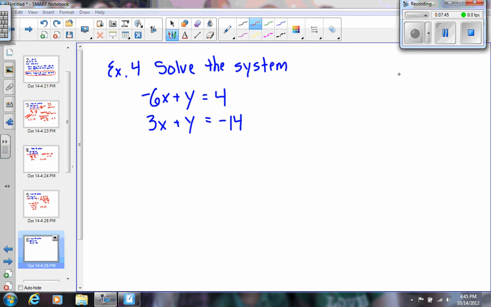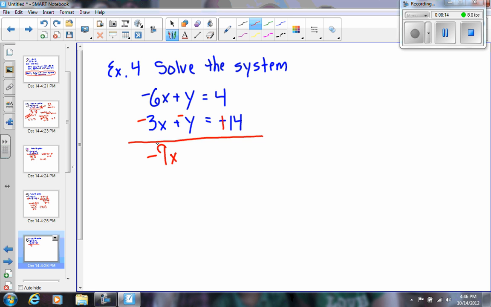This one you can see is a similar situation. Adding them isn't going to help because I'm not going to eliminate a variable. Remember, my goal is to eliminate a variable. However, if I multiply the bottom equation by negative 1, and I'm going to do a little shortcut, I'm just going to say that makes this a negative 3x, this a negative y, and this a positive 14. So really what I did is I multiplied by a negative 1. Now I can add these two equations together. I get negative 9x, the y's drop out, equals 18. So x equals negative 2.